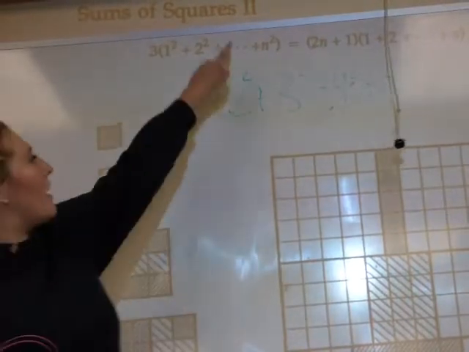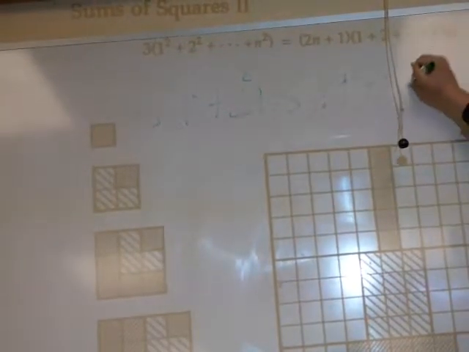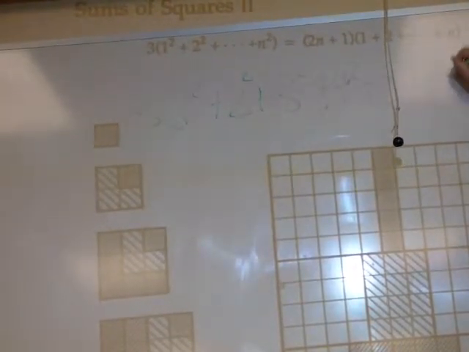Okay, do you see how I made n go up to 5 squared? Because n is 5.